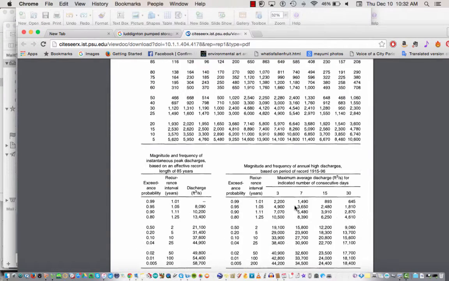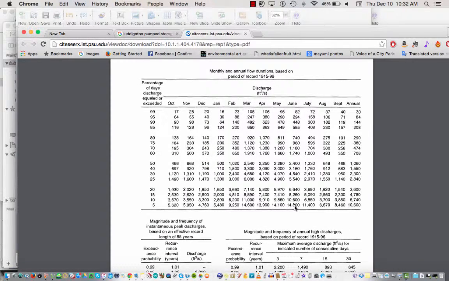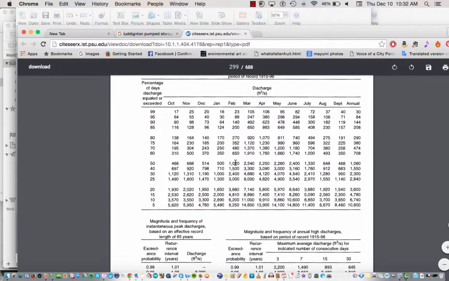So then the USGS has also developed a flow duration curve.